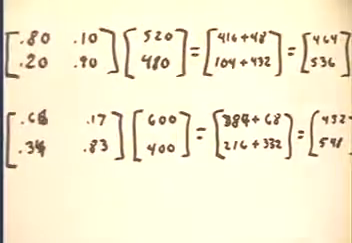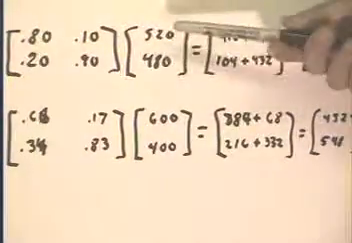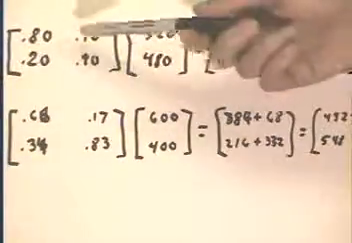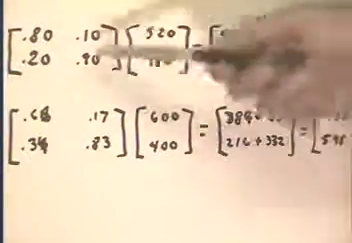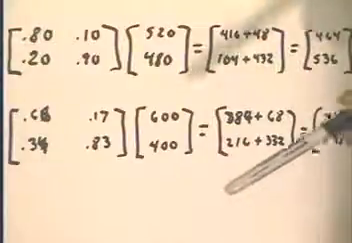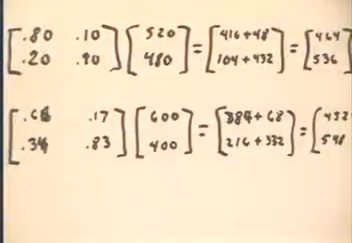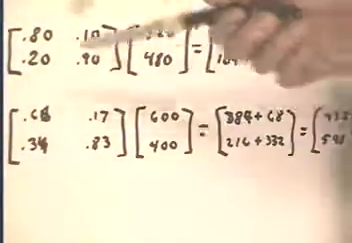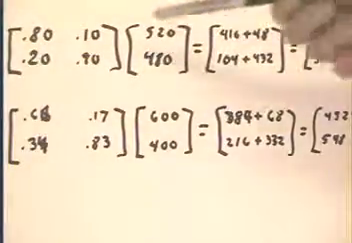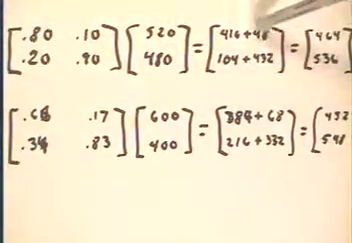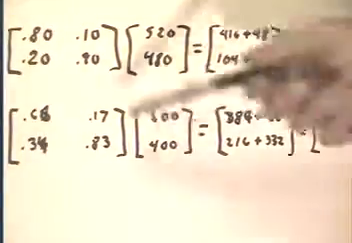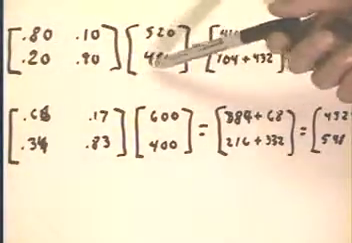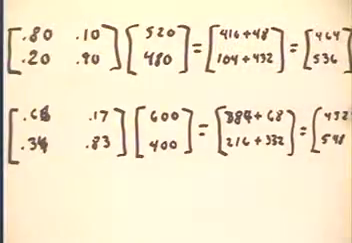Okay, now recall that to get our second year population, we multiplied the 524.80 that we got at the end of the first year by the transition matrix. Now we were going to multiply this, we hadn't actually done it yet. If we do the multiplication, 0.80 times 520 is 416, 0.10 times 480 is 48, giving us this number here, which adds up to 464. 0.20 times 520 and 0.90 times 480 gives us 104 and 432, 536.